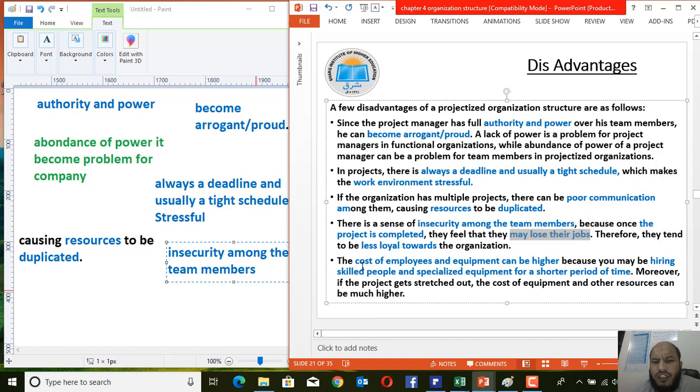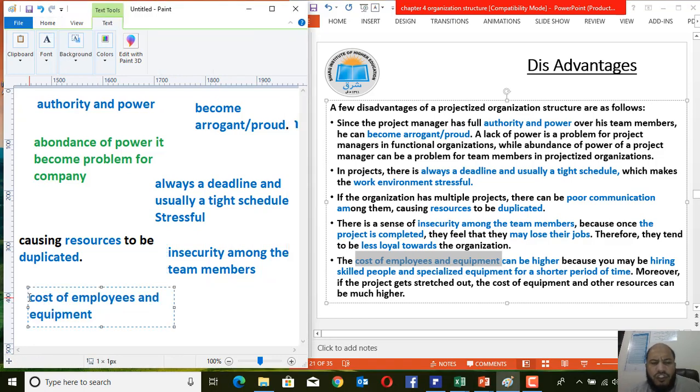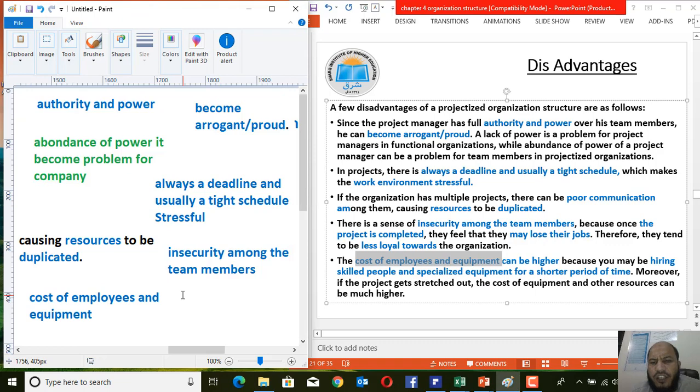Also, we may say that the cost of employees and equipment for the project is always higher, because it is for a short period of time, and in a short period of time people will charge higher prices or higher money. And also hiring specialized people and specialized equipment is difficult. Moreover, if the project gets stretched out, the cost of equipment and other resources can be much higher.